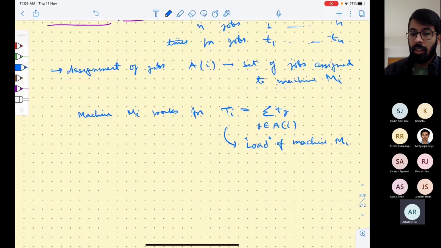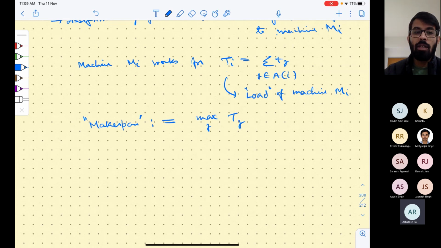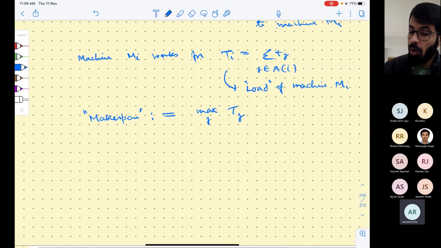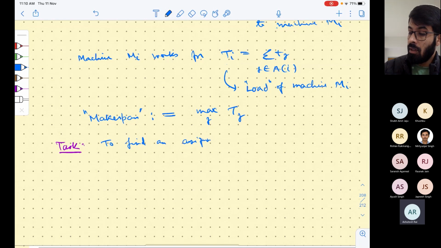And this is what we want to minimize, the maximum of this, right? So what is this quantity called? Makespan. Makespan is defined to be the max over all j of Tj, like, what is the maximum time a machine runs for, right? And what do we want to do? The task is to find an assignment with minimum makespan.